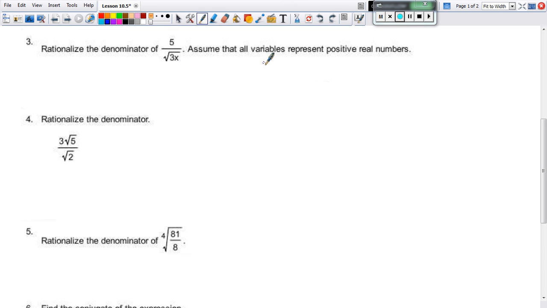This next one, 5 over the square root of 3x. You take the entire thing and pop it up top. So 5 times the square root of 3x. Whatever's underneath your radical is what stays in your denominator, 3x. Notice I'm not canceling these out each time, because the square root of 3x is not the same as 3x. They're two different things.